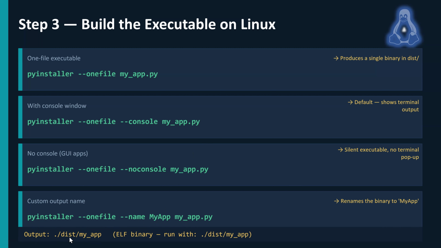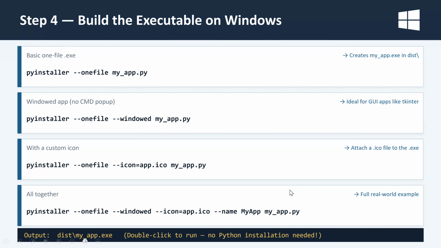And then the executable, for example, here in this case, is under dist, my_app. If it is on Linux, and on Windows, it would be my_app.exe. So the ELF, executable and linkable format, binary runs with this name. You could run it as an executable. It renames the binary to my app with --name. You can name it anything else if you want. Just do that.